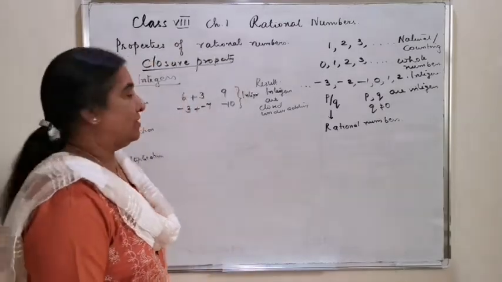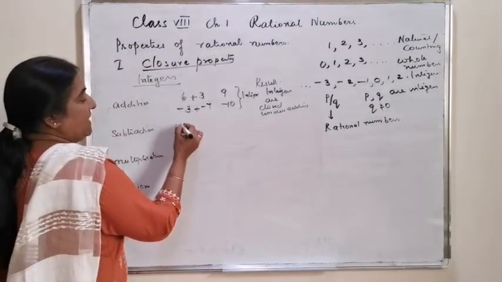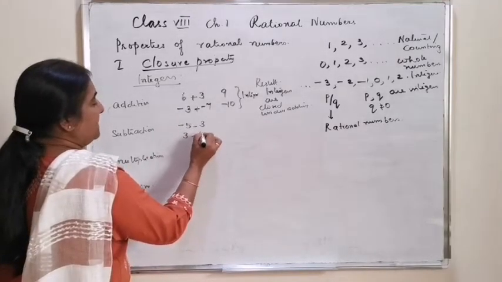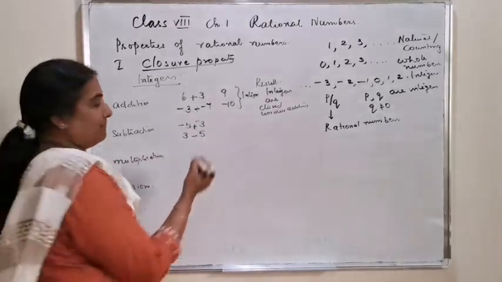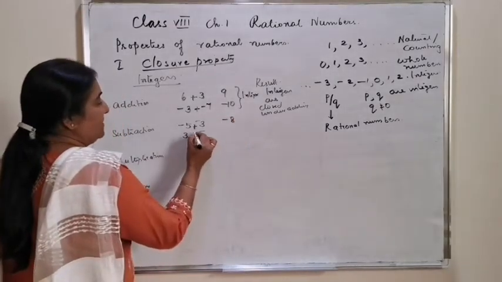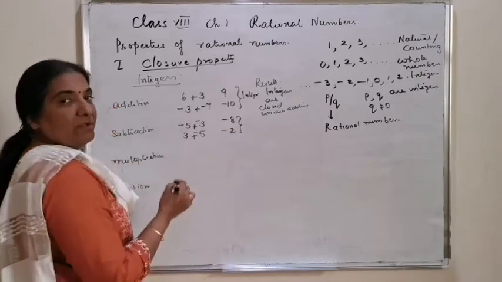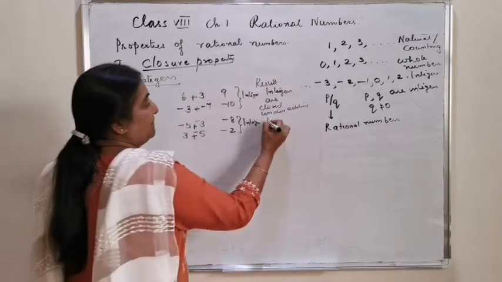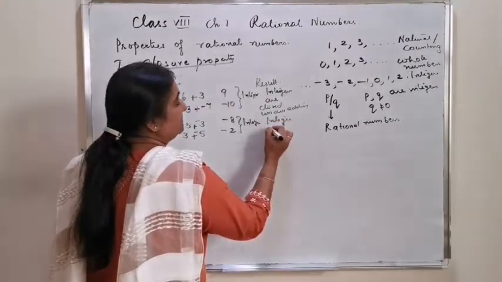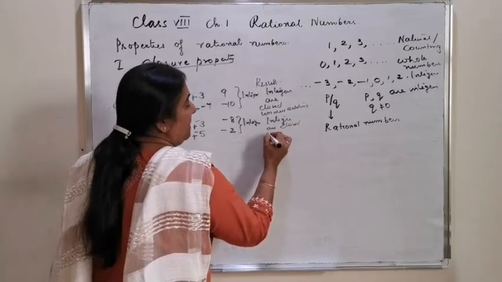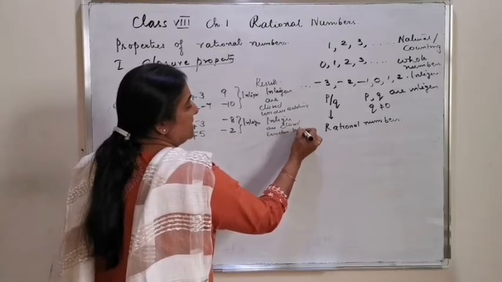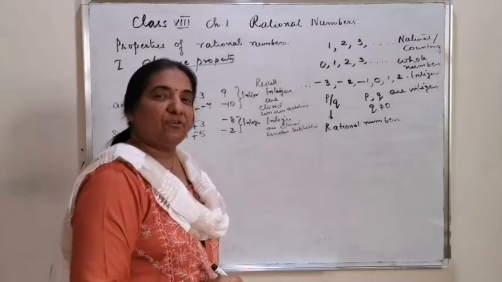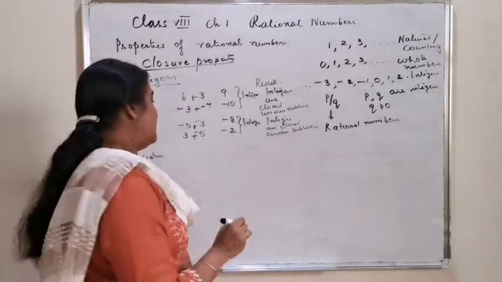What about subtraction of integers? However many examples you take, minus 5 minus 3, or 3 minus 5. You can see it is minus 8, and 3 minus 5 is negative 2. All are again integers, which shows that integers are closed under subtraction also. That means integers follow the closure property for subtraction also.